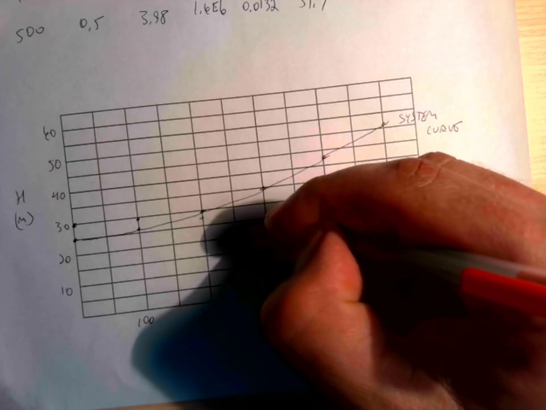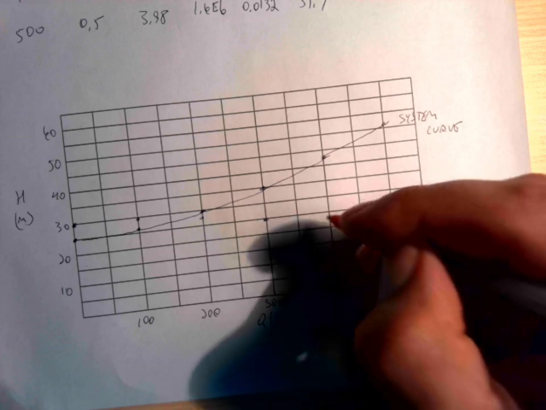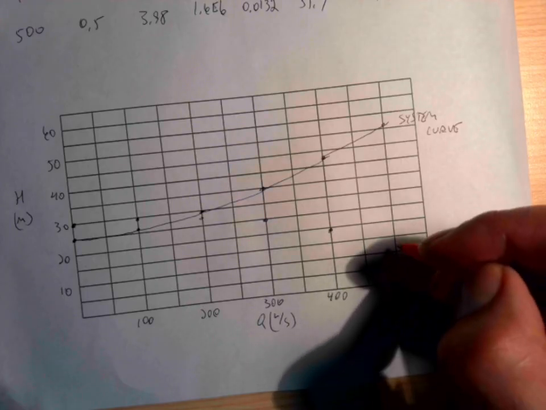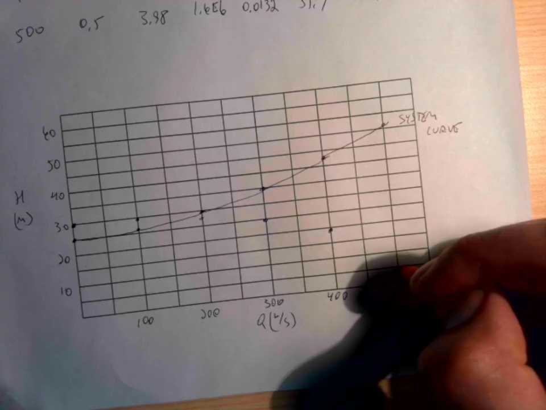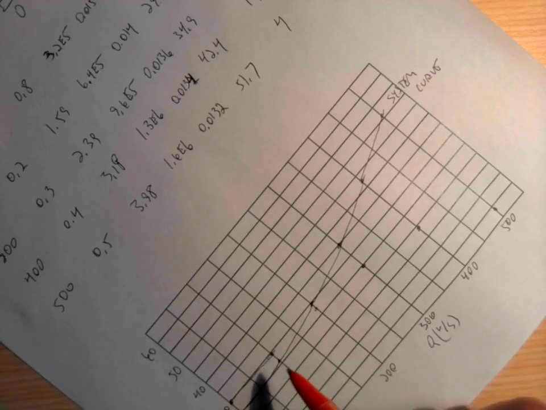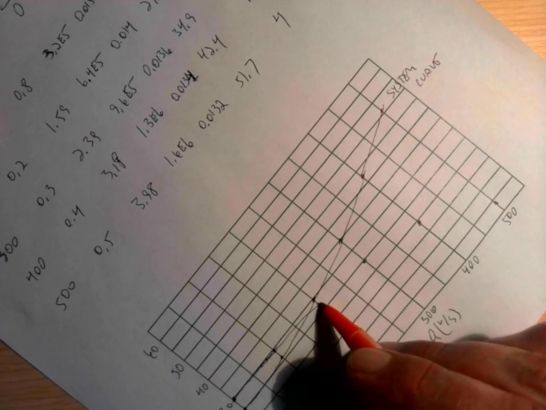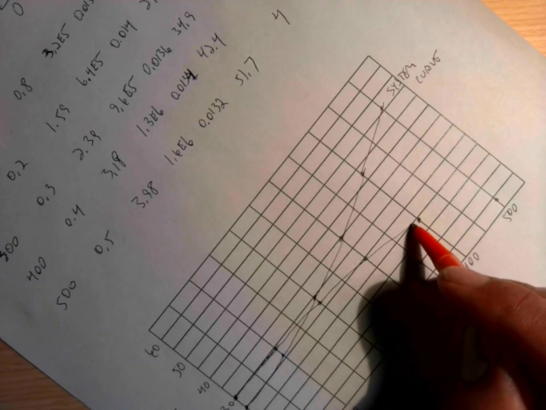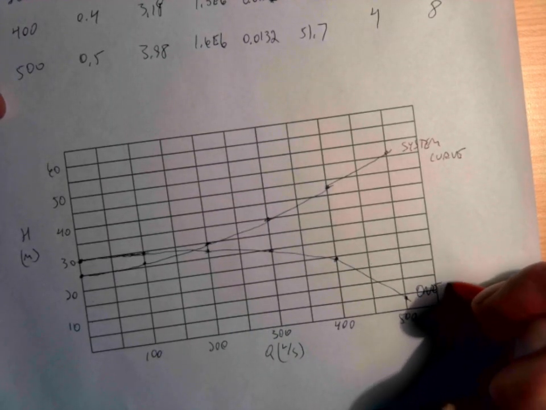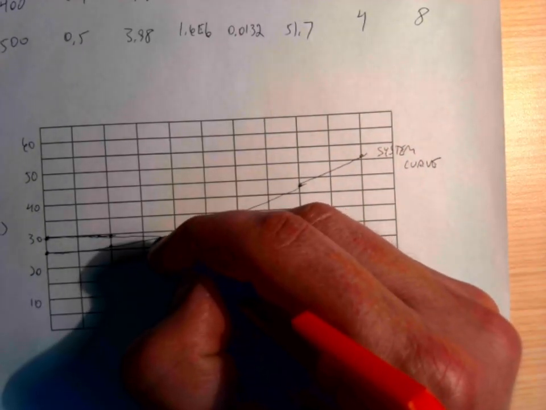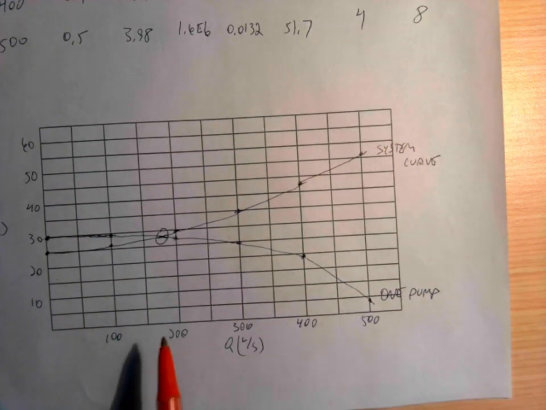25 here, and then 19, which is just below the 20 there, and then 4, which is about right there. Okay, so this is one pump curve.